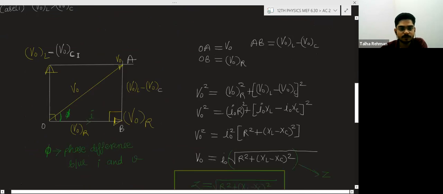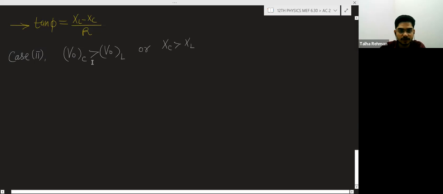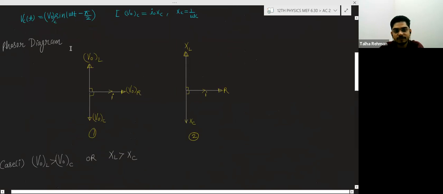Now case number second we will discuss. When the peak voltage across the capacitor becomes greater than the peak voltage across the inductor, or you can say XC becomes greater than XL. Now what was the phasor diagram for the voltage? This was the phasor diagram. This time V naught C is greater, so we can modify this diagram.